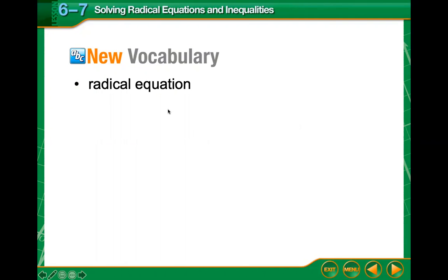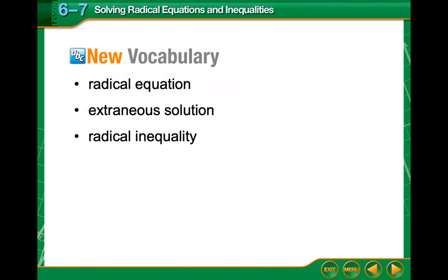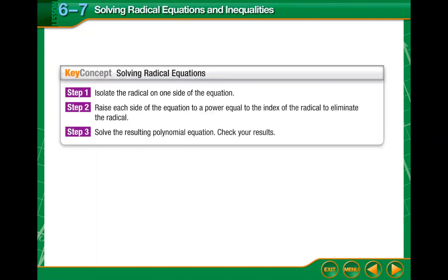All right, so radical equation, extraneous solution, and radical inequality are some vocabulary words you might hear or see. So we have 3 steps when solving radical equations. Your first step is to isolate the radical on one side of the equation. Step 2 is to raise each side of the equation to a power equal to the index of the radical to eliminate the radical, and then solve the resulting polynomial equation.